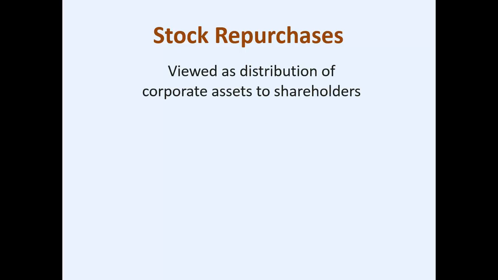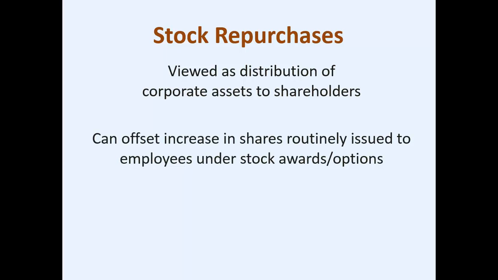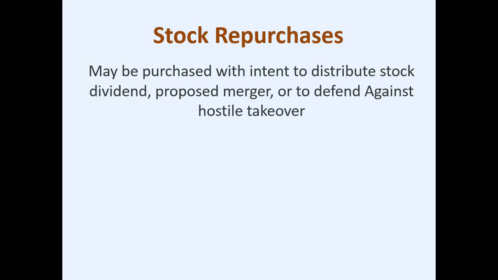Stock repurchases, no matter what method, it's viewed as a distribution of corporate assets to shareholders, and it can offset an increase in shares routinely issued to employees under any stock awards, stock options. Sometimes companies, instead of viewing it or calling it treasury stock, treat it as if the stock is retired. So either way, they're purchasing it back. It just depends on the accounting treatment. Am I going to use the cost method, or am I going to use the PAR method?